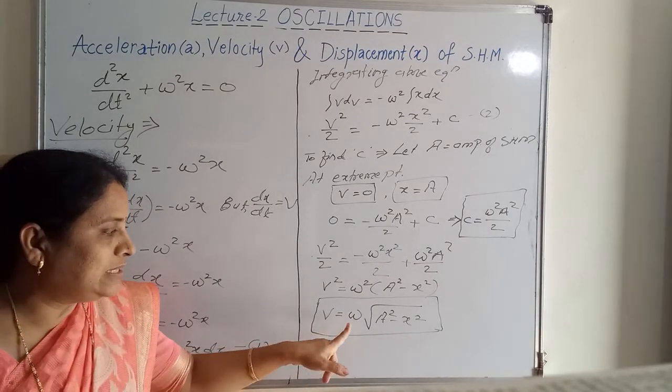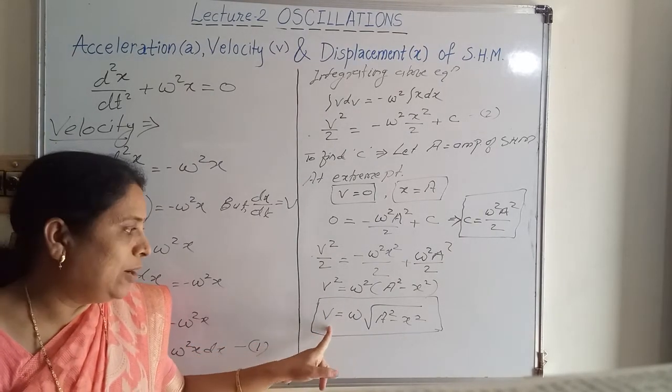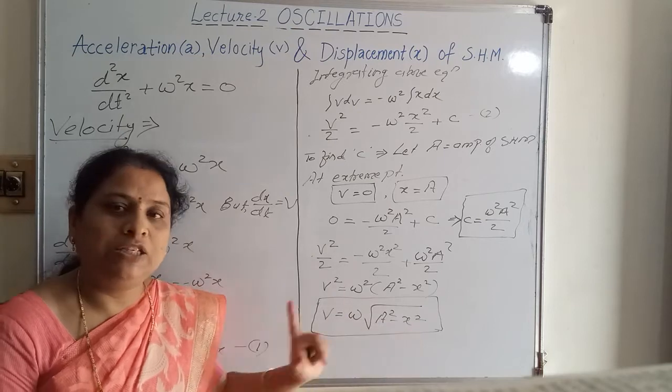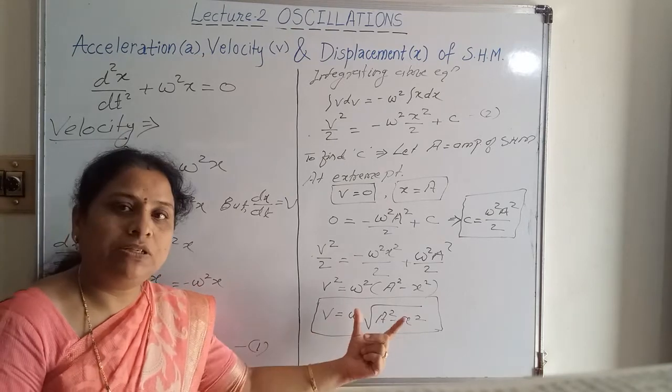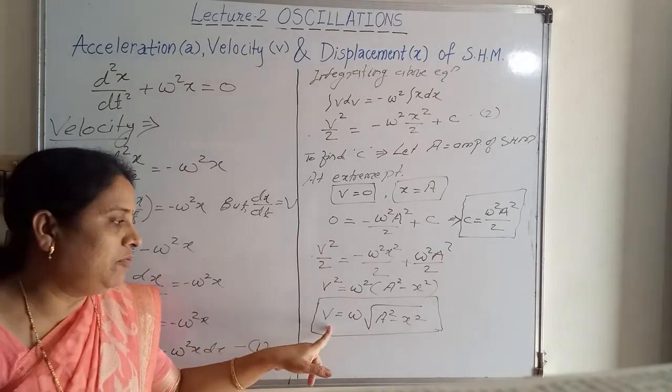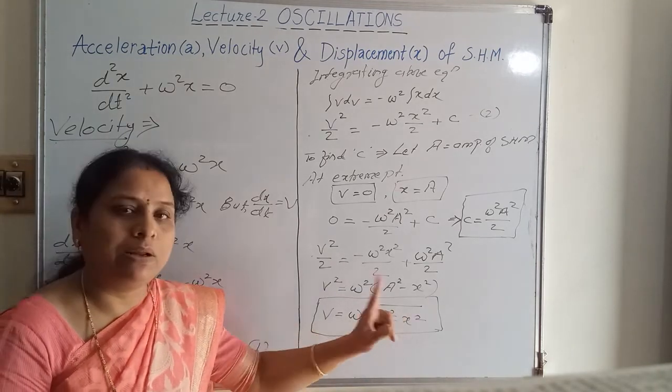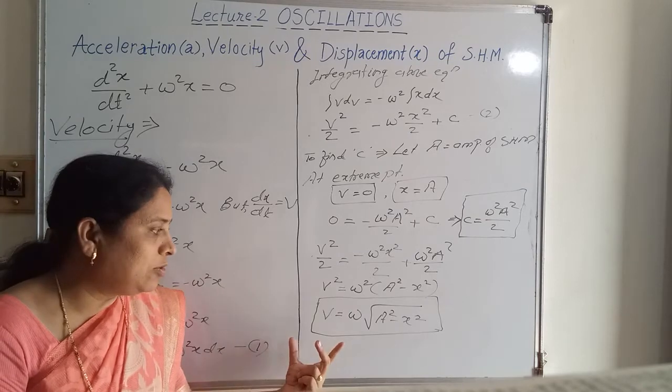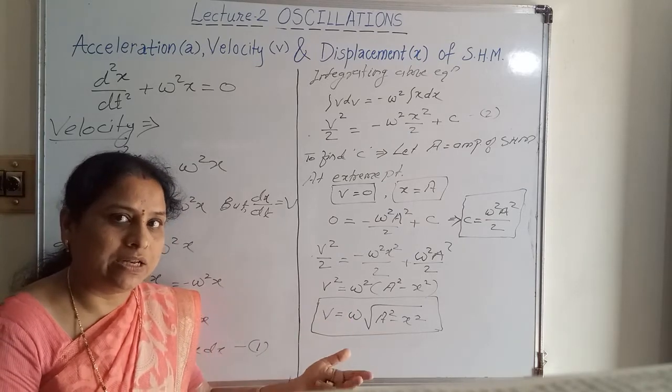See here, the velocity depends on angular frequency. It also depends on amplitude and displacement. This is the general equation for velocity at any point in linear SHM. v is equal to omega under root a square minus x square. We will discuss the maximum and minimum velocity in the next lecture.